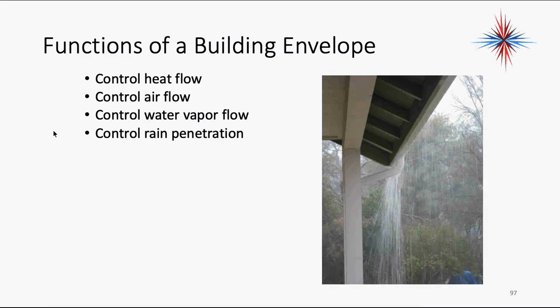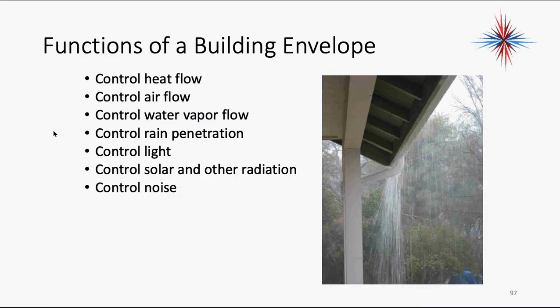And we want to control rain penetration. Sort of goes the same. Rain is just heavier water vapor. And I want to control light, because light coming in from the outside, sunlight, is a source of heat. And I want to control solar and other radiation. Okay? And finally, this is not something a lot of people think about, we want to control noise. Okay, noise is an indoor air quality problem.